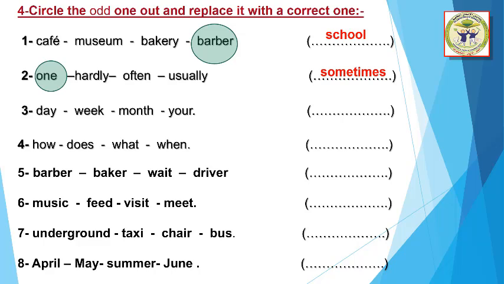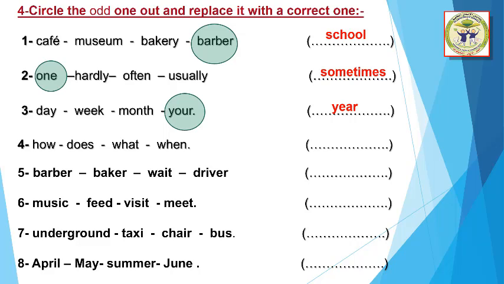Number 3, day, week, month, year. The odd word here is year, because year is a possessive pronoun, but the other words are nouns, so you replace it with any word like year. Number 4, how, does, what, when.